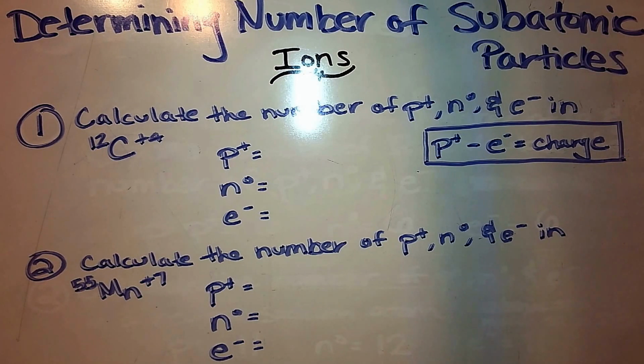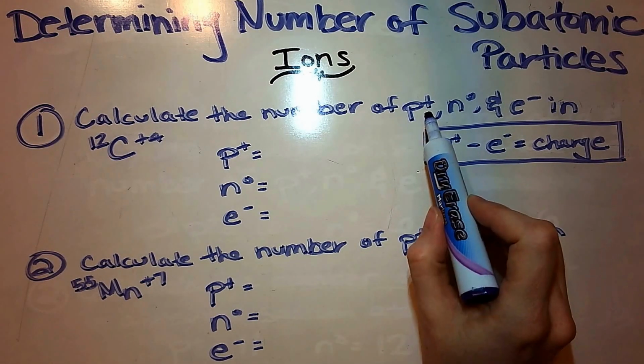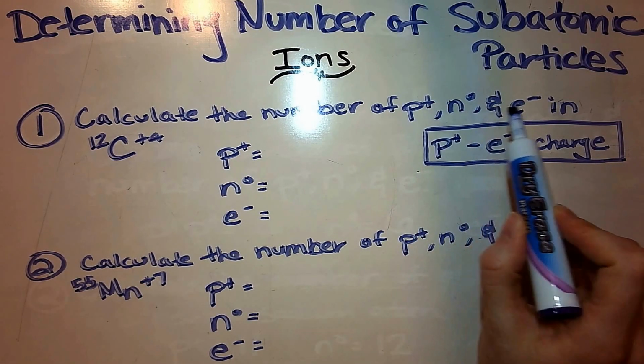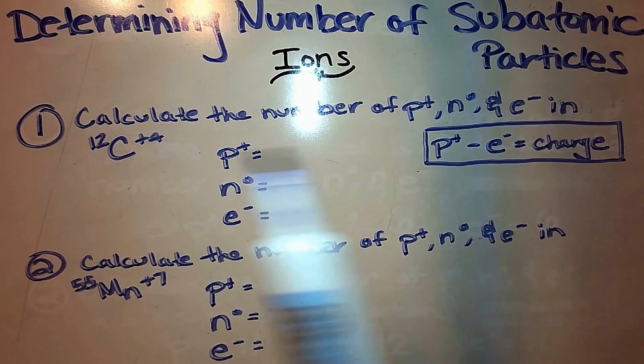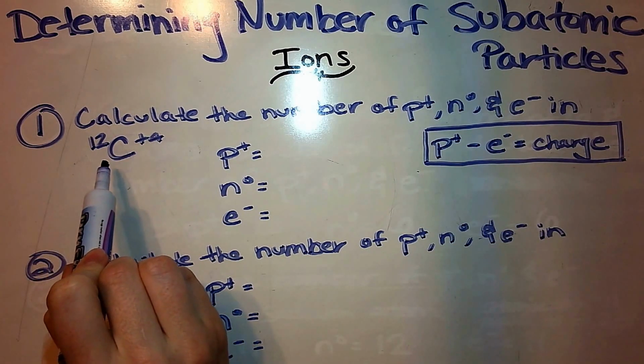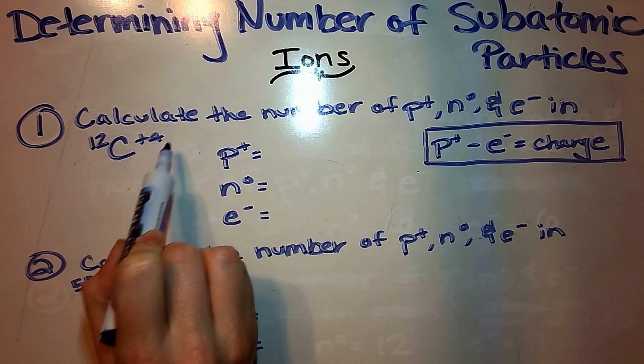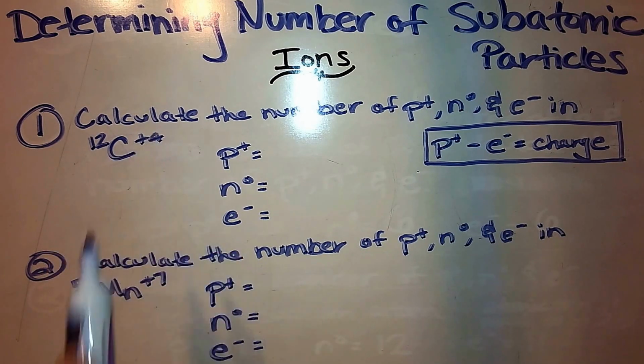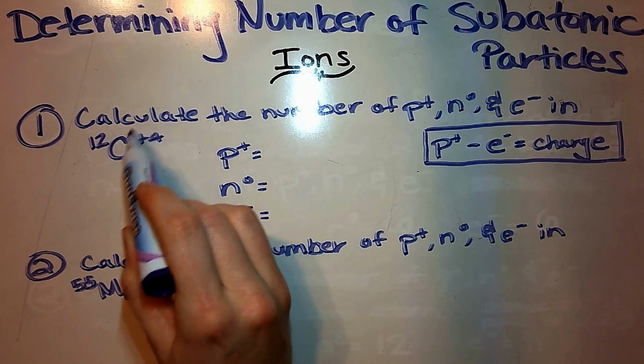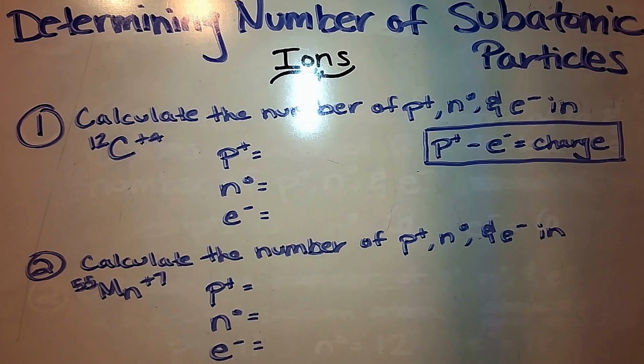Our first example, calculate the number of protons, neutrons, and electrons in carbon 12 with a +4. So this is a carbon ion. Right off the bat, it's a dead giveaway that it's an ion because of this charge.